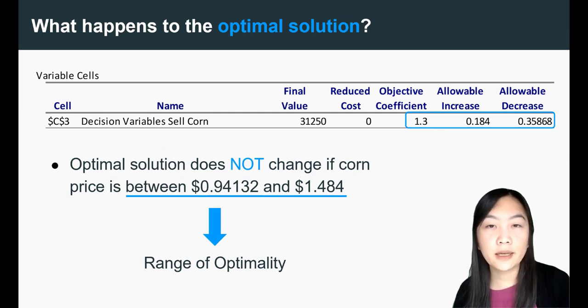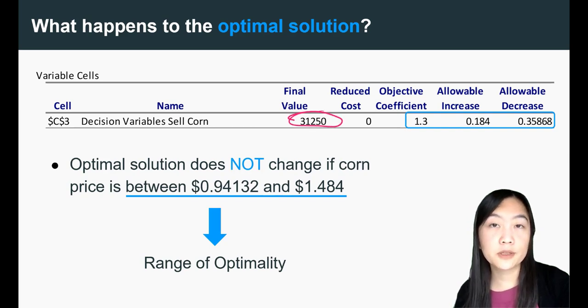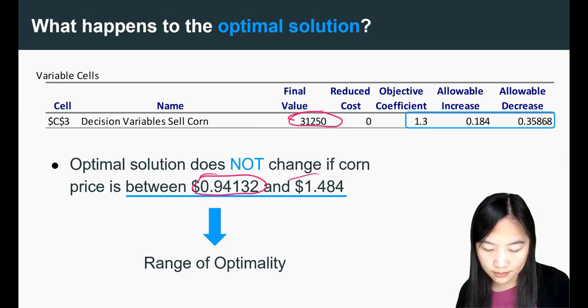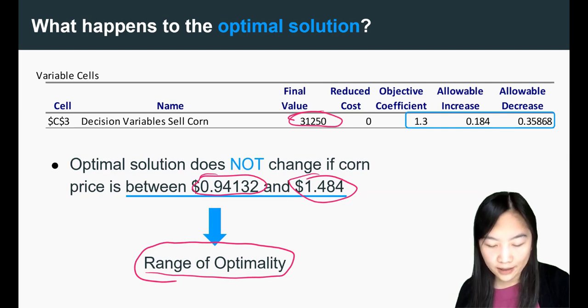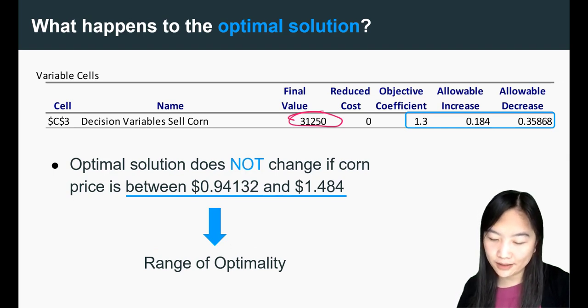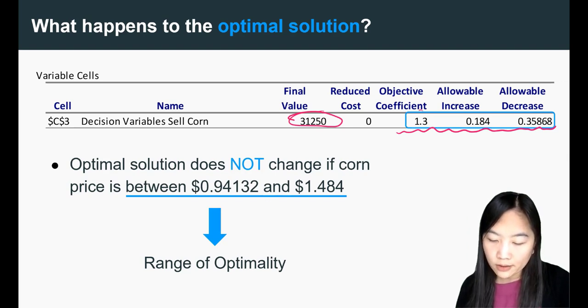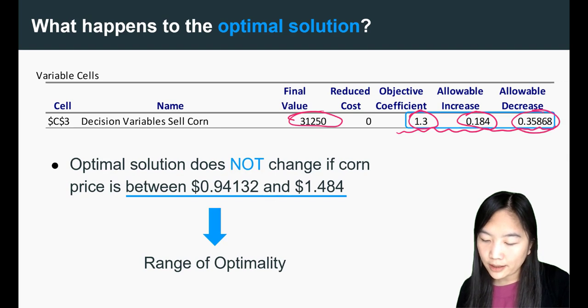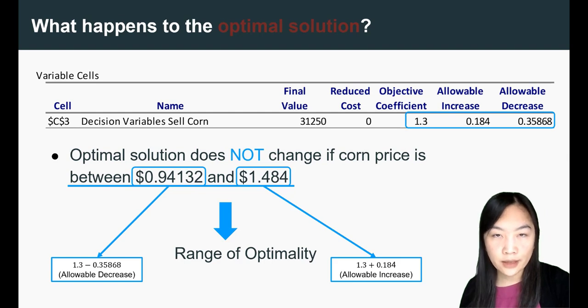So here, again, first is the optimal solution, which is a value here. The optimal solution does not change if the price is between those two values. Those two values describe the range of optimality. And how did we get those two weird numbers? This is from your sensitivity report. Based on your coefficient, the allowable increase and the allowable decrease, you will be able to get those two numbers. And I have it here.